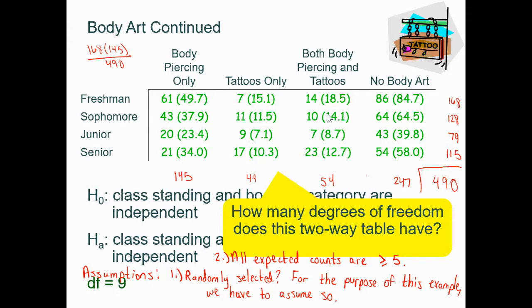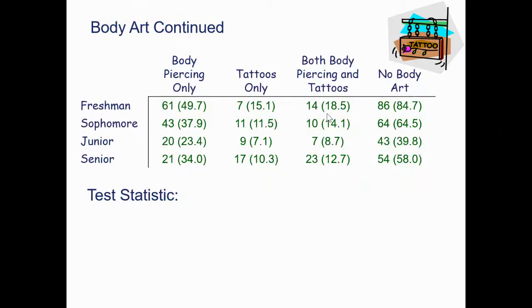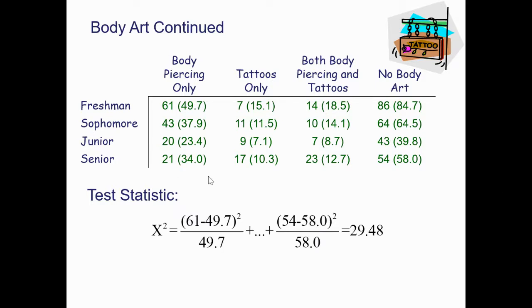And then next, we have to actually calculate stuff. So for the test statistic, how would I write that first one? That's right. And then we would keep going and do all 16 of them and end up with 29.48 as your chi-squared value.